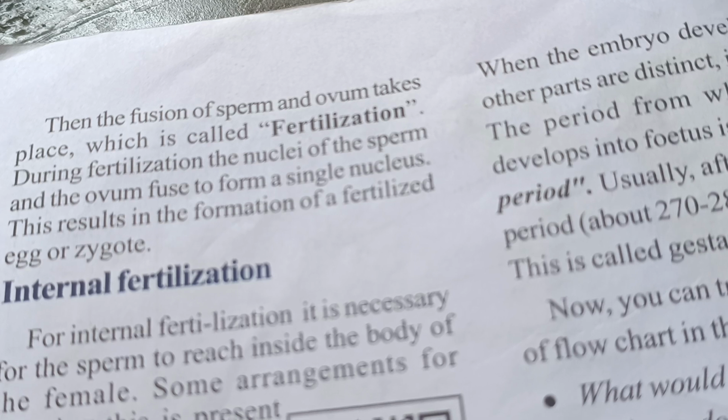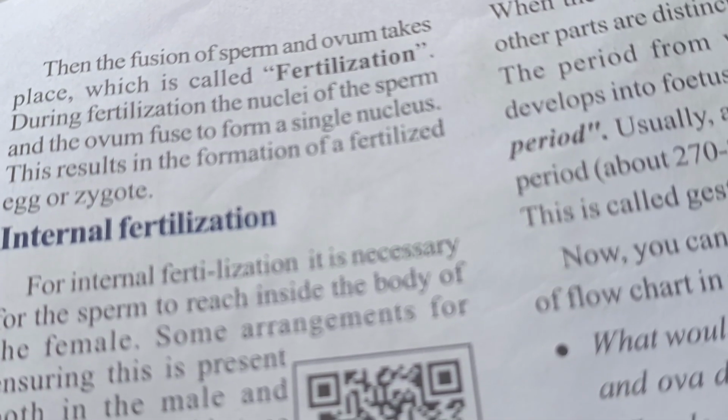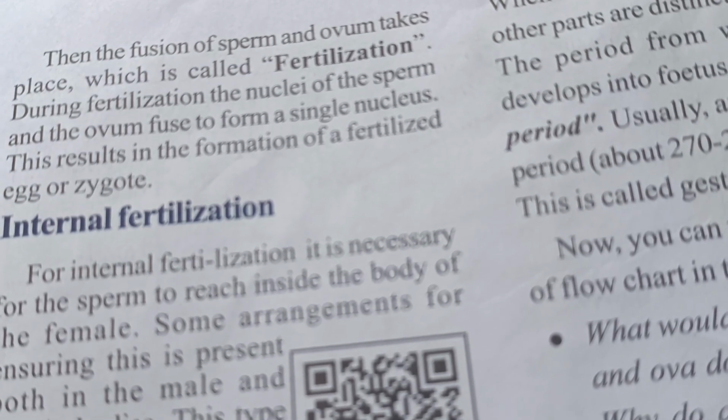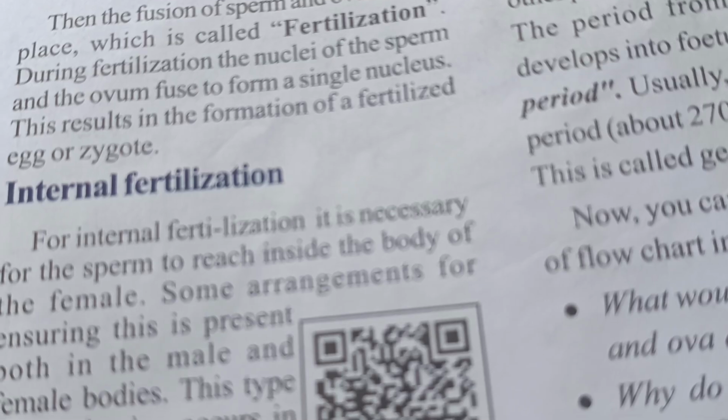Then the fusion of sperm and ovum takes place, which is called fertilization. During the fertilization, the nuclei of the sperm and the ovum fuse to form a single nucleus. This results in the formation of the fertilized egg or zygote.